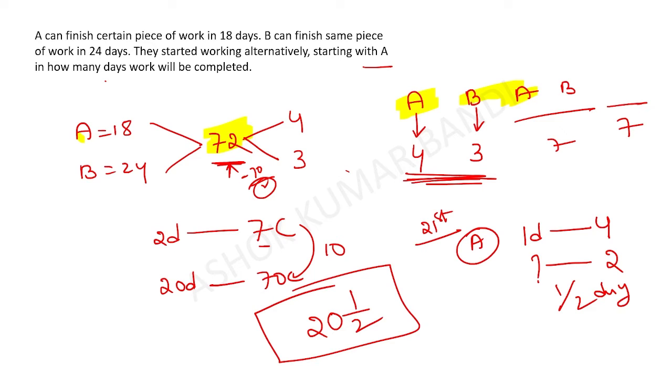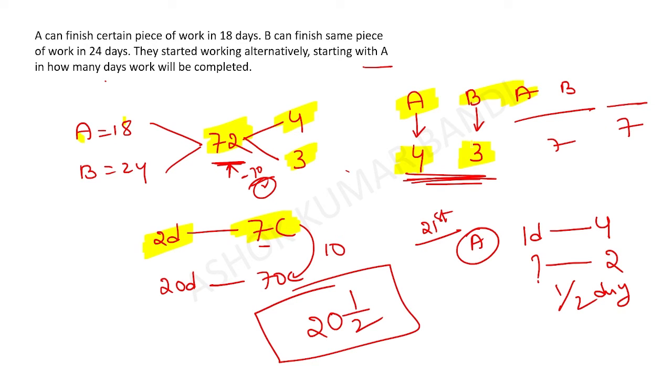A can eat 72 chocolates in 18 days, B can eat 72 chocolates in 24 days. How long will they take to finish these 72 chocolates if they are eating alternately? Think of the problem like this, then solve. 72 chocolates in 18 days means A can eat 4 chocolates per day and B can eat 3 chocolates per day. A eats 4 chocolates on the first day, B eats 3 on the second day. That means in 2 days they can eat 7 chocolates.